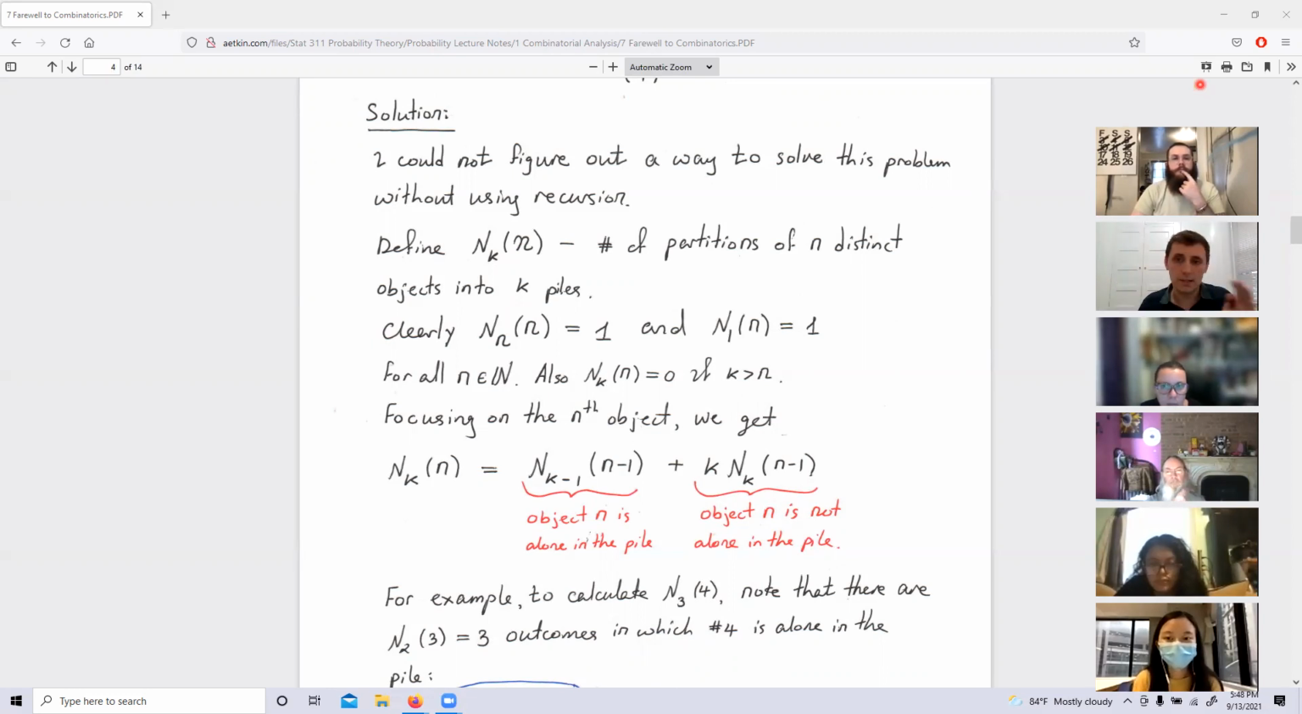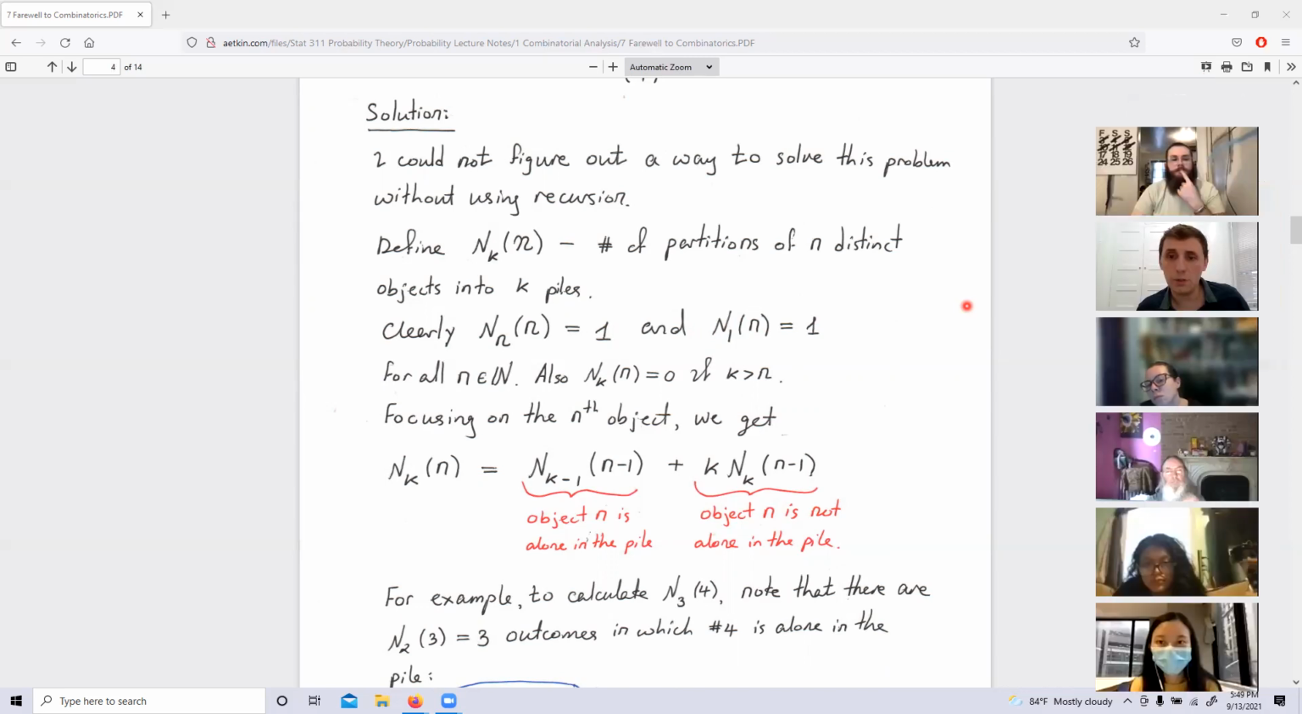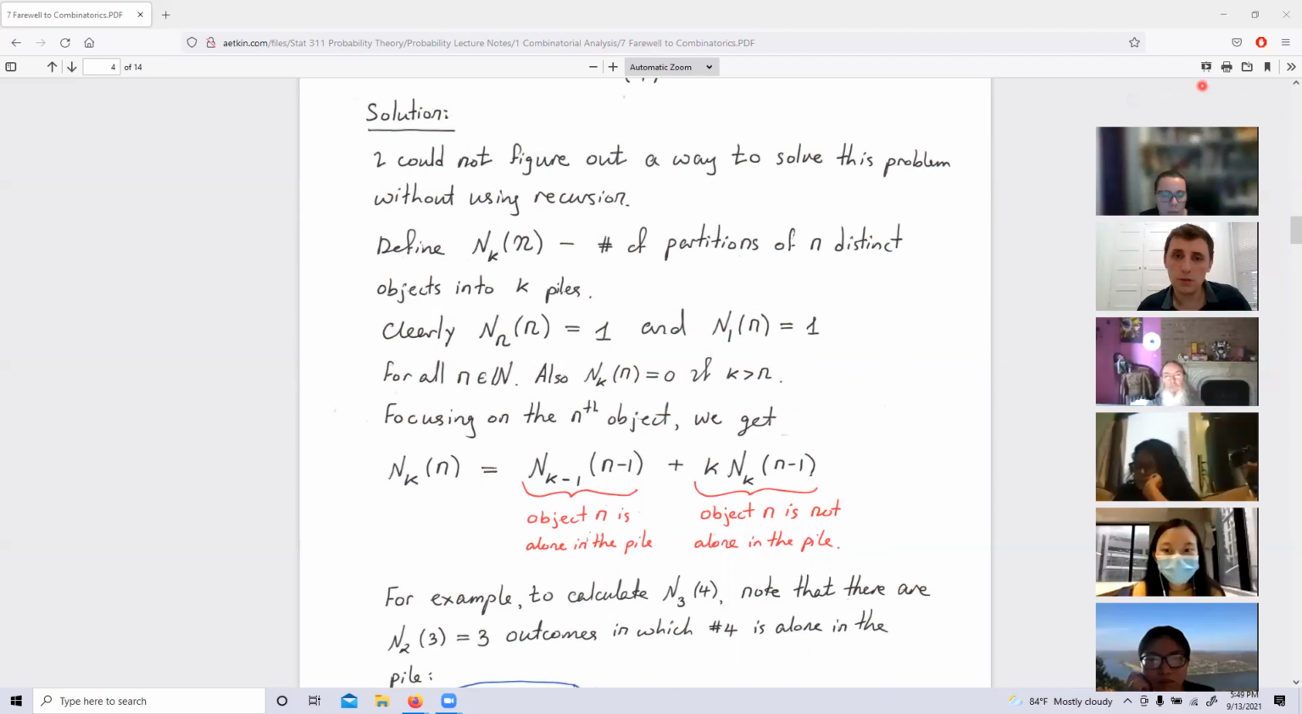It's floating in space. It doesn't matter if persons 1 and 2 are in one pile and 2 and 3 in this pile, or vice versa. It's the same situation. It's the same pile arrangement. So this is 1, and clearly N sub 1 of n is also 1, because that means put everything in one pile. There is only one way to do that. Also, if k, the number of piles, is bigger than n, then it's impossible to do that. So the answer is 0 ways to do it. Yes, you agree? So if there are more piles than actual objects, I cannot do it.